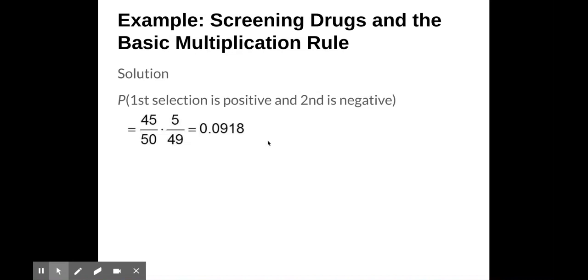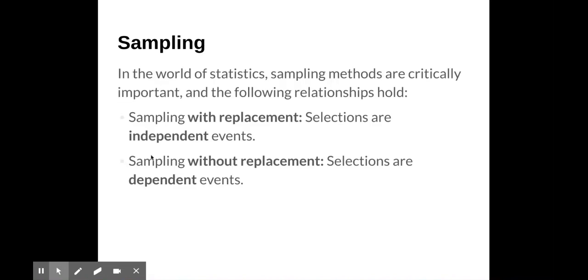So when we replaced the person back in, the probability that we got this positive test to the negative test was only 0.09. But when we didn't replace that person, the probability went up a little bit to 0.0918. So that's a very important idea to understand. And notice the difference in calculation was simply that we had to refigure this value, assuming that the first thing had happened. This just reiterates what I've already said, that with replacement is independent, without replacement is dependent.